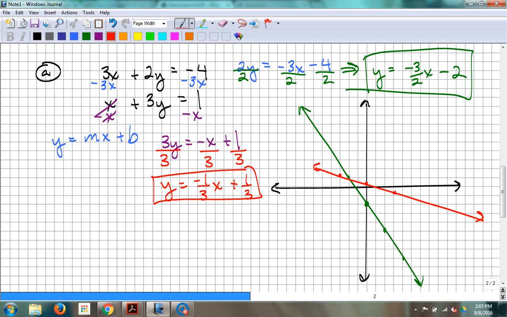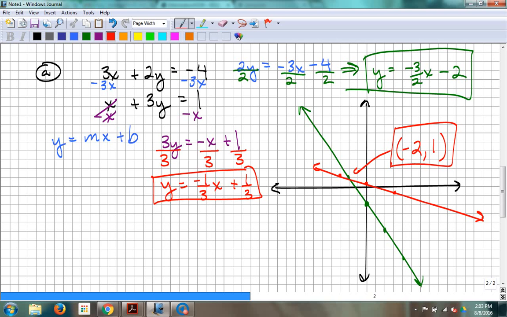All right, so what is that ordered pair right there? It looks like negative 2 and then positive 1. That would be my x and my y value for that particular system.